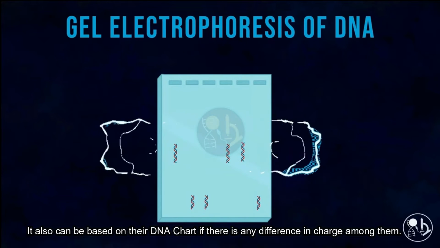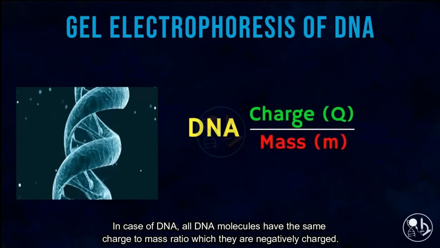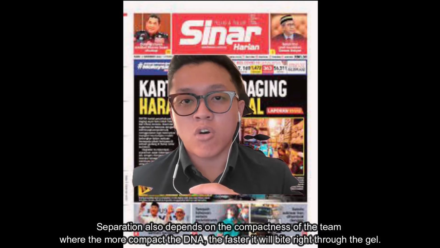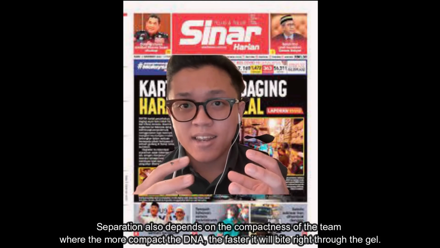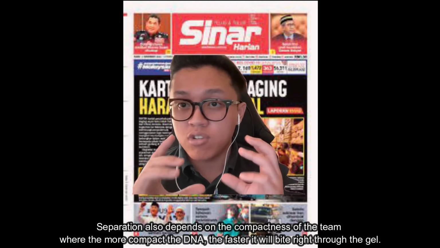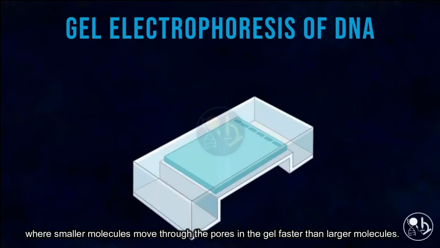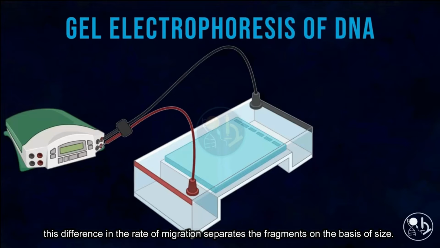It can also be based on their charge, if there is any difference in charge among them. In the case of DNA, all molecules have the same charge to mass ratio, as they are negatively charged. The separation also depends on the compactness of the DNA, where the more compact the DNA, the faster it will travel through the gel, where the smaller molecules move through the pores in the gel faster than the larger molecules. So this difference in the rate of migration separates the fragments on the basis of size.